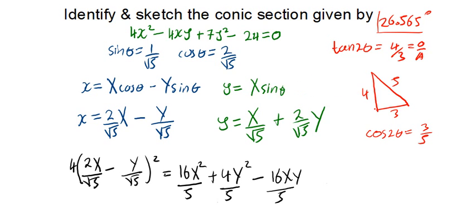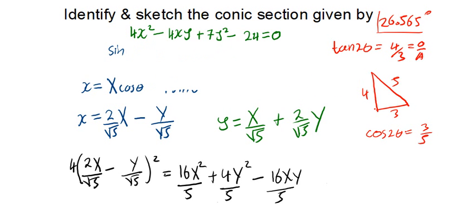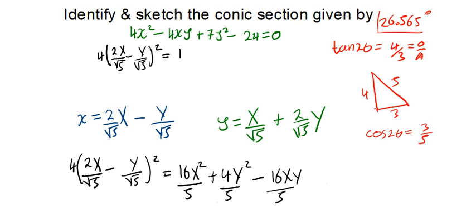Okay, so let me try to erase this so that I can utilize that space. So we have determined that the 4 times (2x over the square root of 5 minus y over the square root of 5) squared is equal to 16x squared divided by 5 plus 4y squared divided by 5 minus 16xy divided by 5 there.